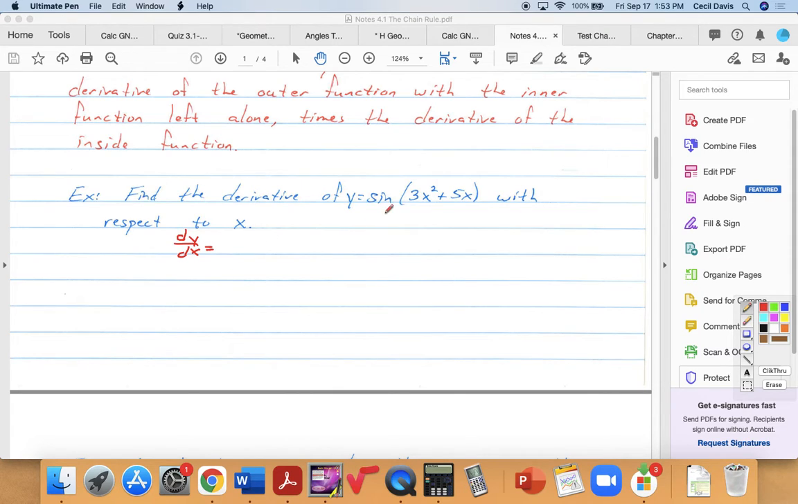So I'm going to start by taking the derivative of the outside piece. What's the derivative of sine? Cosine. And the inside function will remain the same.